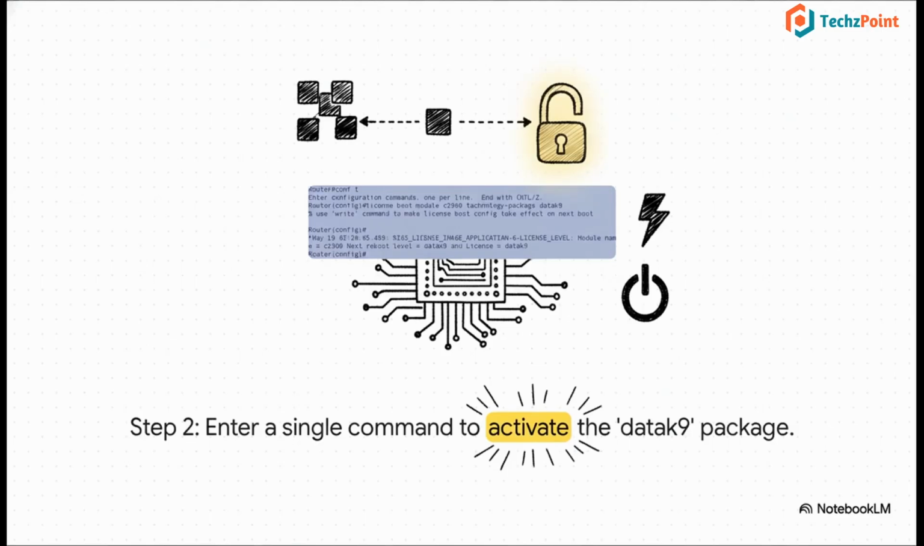All right, on to step 2, activate. The admin enters this single command to turn on the data package. And that's it. Look how simple that is. license boot module c2900 technology-package datak9. There's no complicated installation, no downloading big files, just a one-line command to turn on the features that are already sitting there on the device.